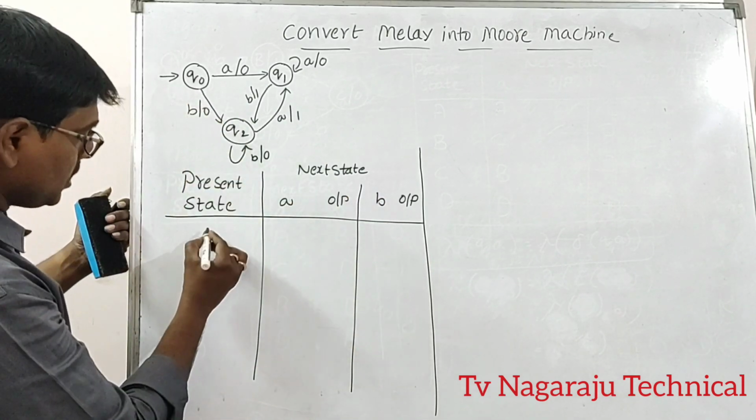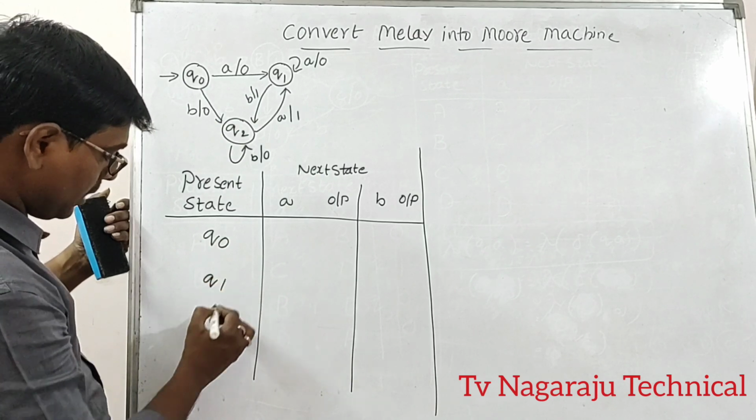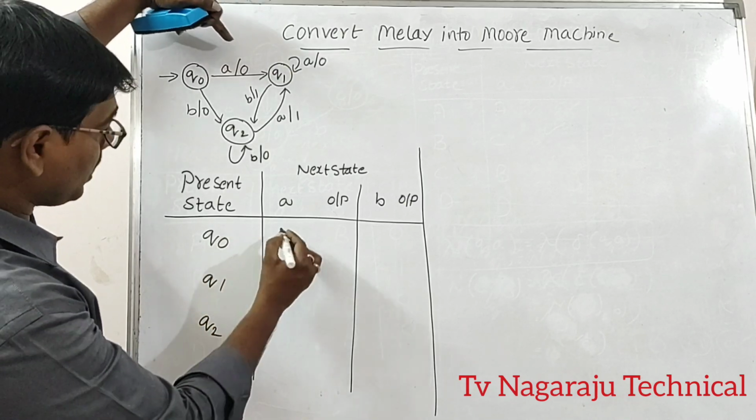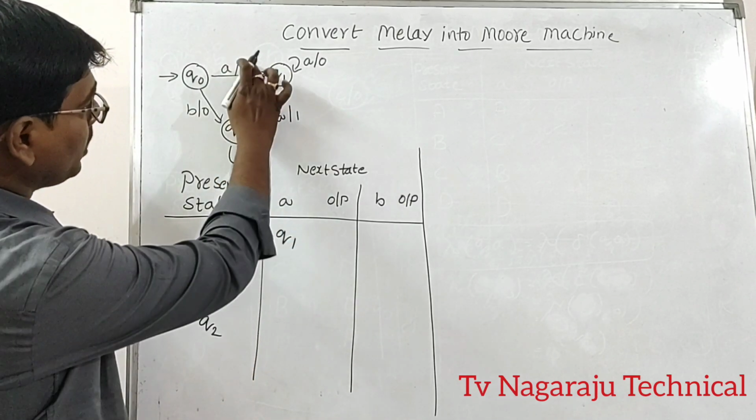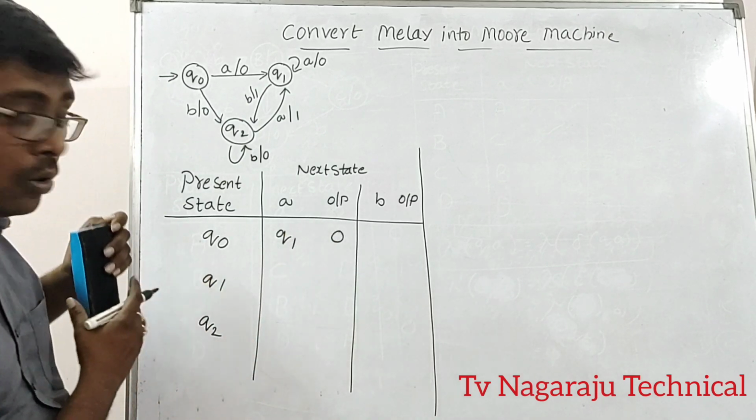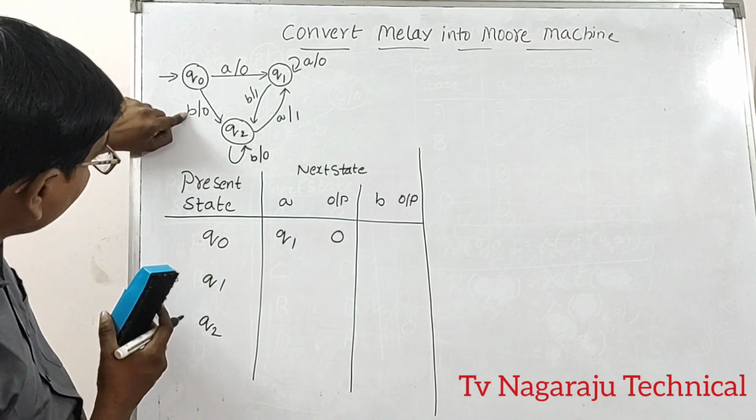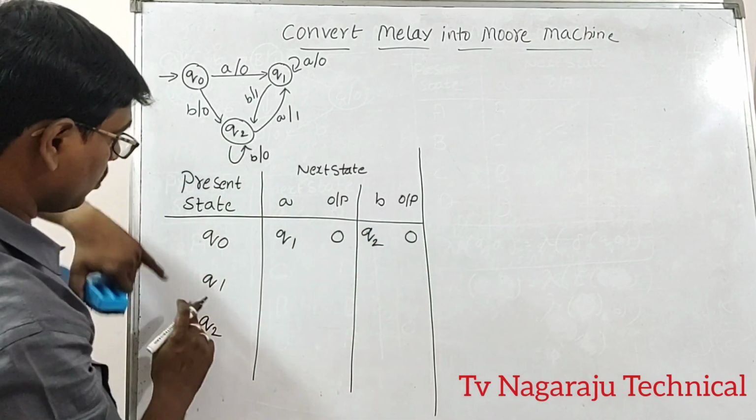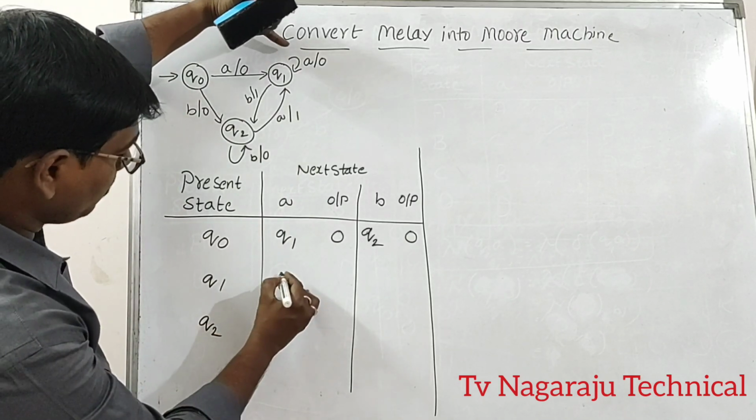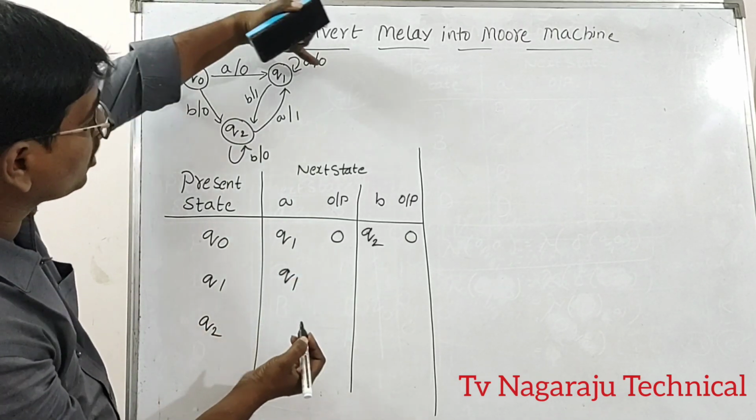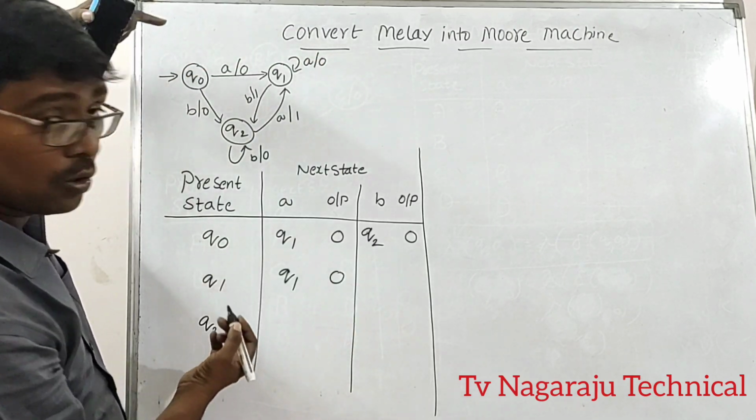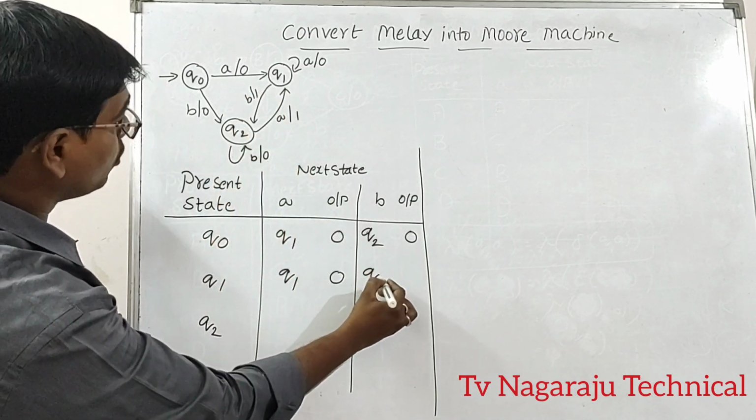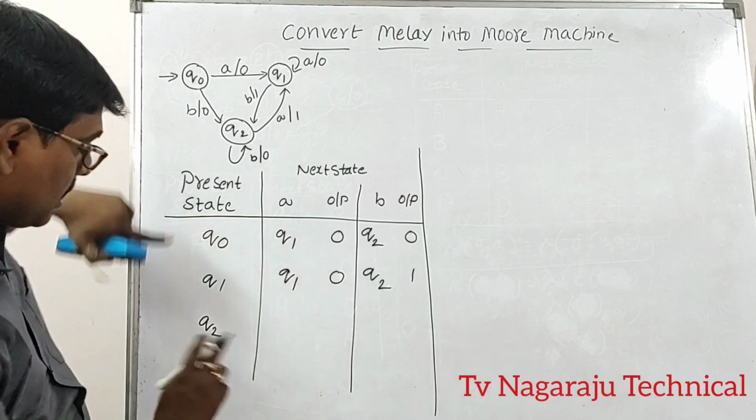Now what are the states? Q0, Q1, Q2. See this one, Q0 with input A moves to state Q1. What is the output? 0. Q0 with input B moves to state Q2. The output is 0. Next, Q1 with input A moves to the same state Q1. What is the output? 0. Now Q1 with B moves to state Q2 and the output is 1.